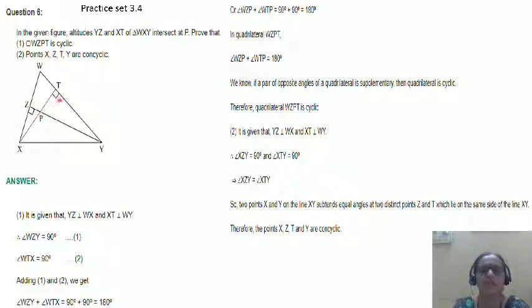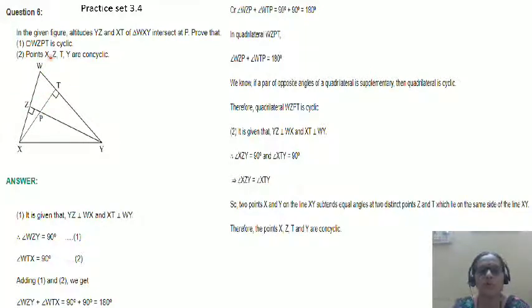So when opposite angles are supplementary, we can say that quadrilateral WZPT is a cyclic quadrilateral, because opposite angles have sum 180, that is, supplementary. So the first part is proved: quadrilateral WZPT is cyclic because we have this angle 90, this angle 90, so opposite angles are supplementary. In a quadrilateral, if two opposite angles are supplementary, then the sum of the remaining two is also 180.